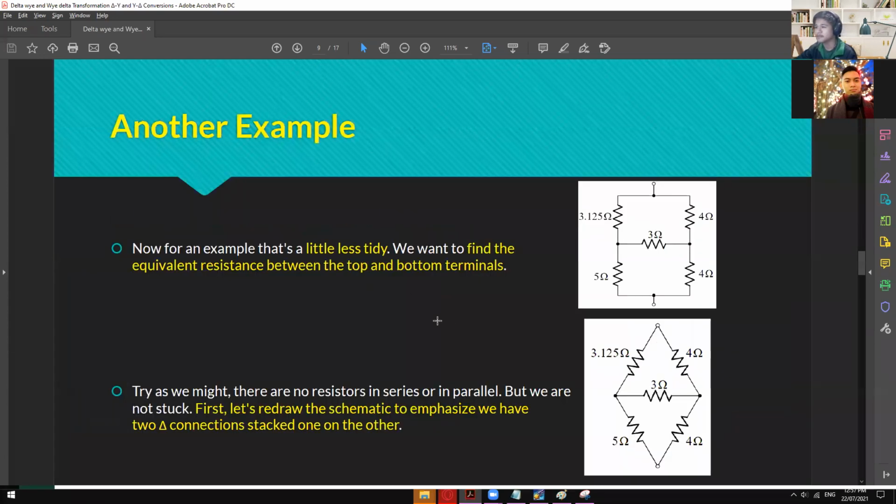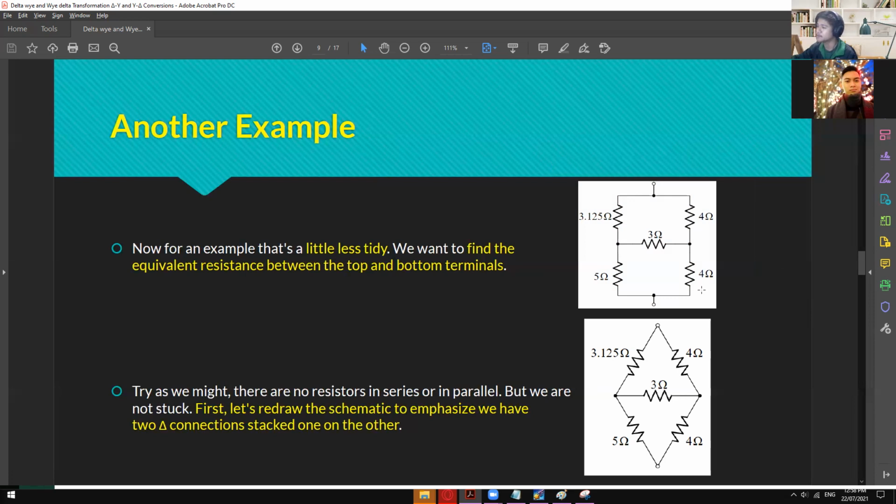Okay, so let's have a real example. This is what you will actually see when it comes to your quizzes and your exams. Now for an example that's a little less tidy, we want to find the equivalent resistance between the top and bottom terminals. Try as we might, there are no resistors in series or in parallel, but we are not stuck. So first, let's redraw the schematic to emphasize we have two delta connections stuck one on the other. This is what you will see initially when it comes to your quizzes and exams.